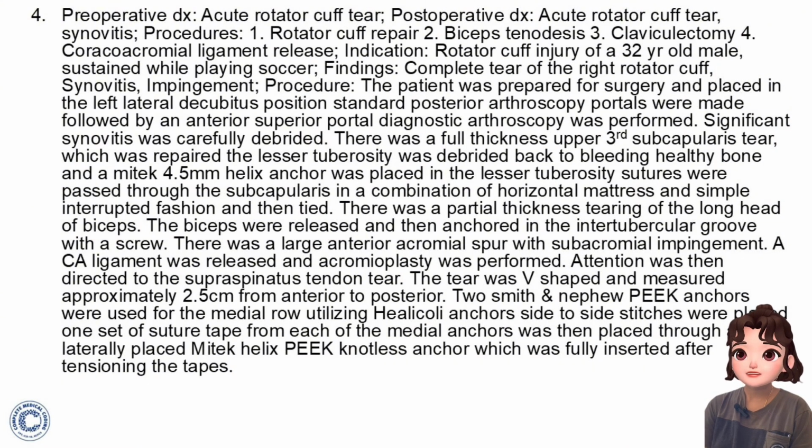I'll read this out first and then explain what needs to be done. Pre-operative diagnosis: acute rotator cuff tear. This is the pre-operative diagnosis, which is not a confirmed diagnosis. And what is the post-operative diagnosis? Acute rotator cuff tear and synovitis. See, two diagnoses. These are the confirmed diagnoses.